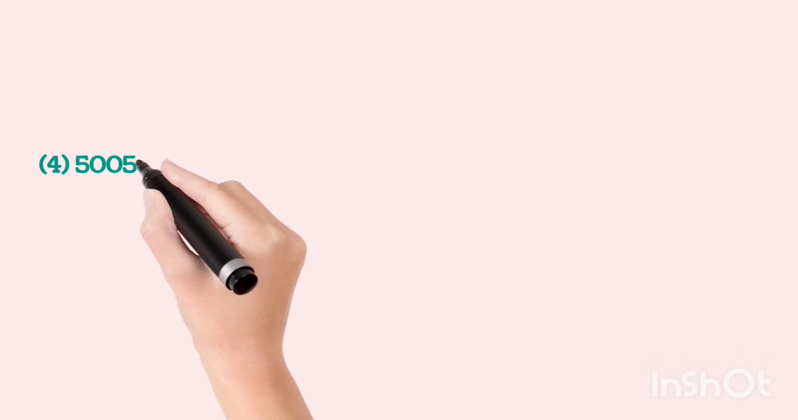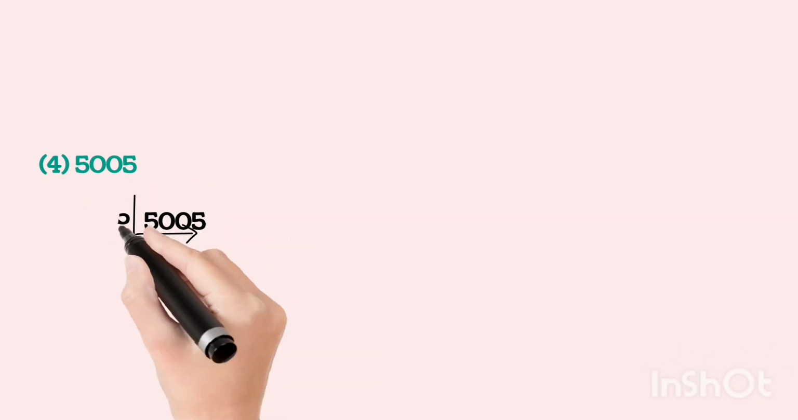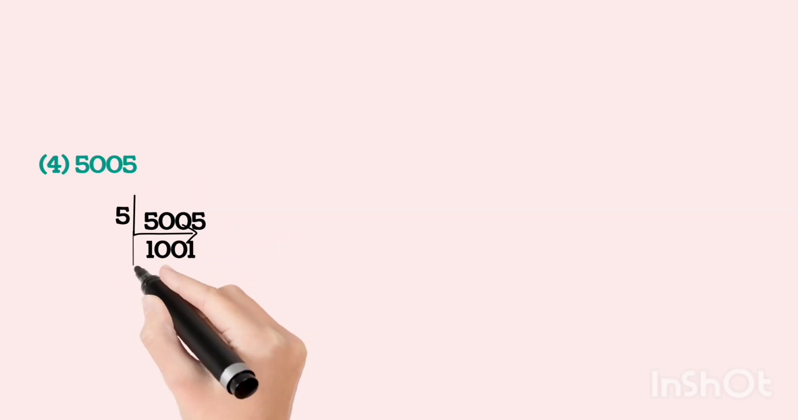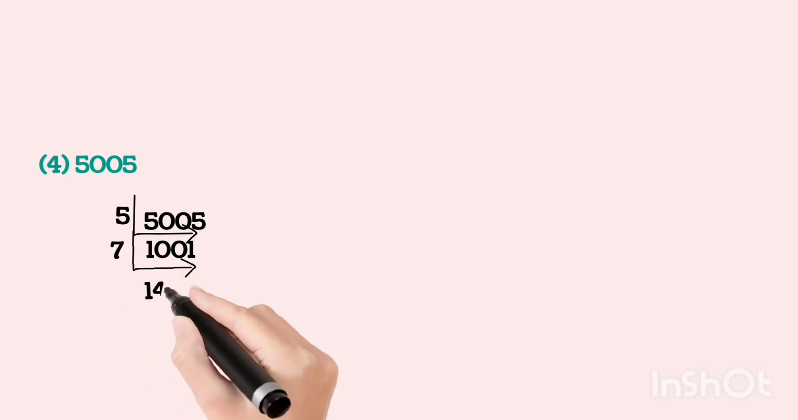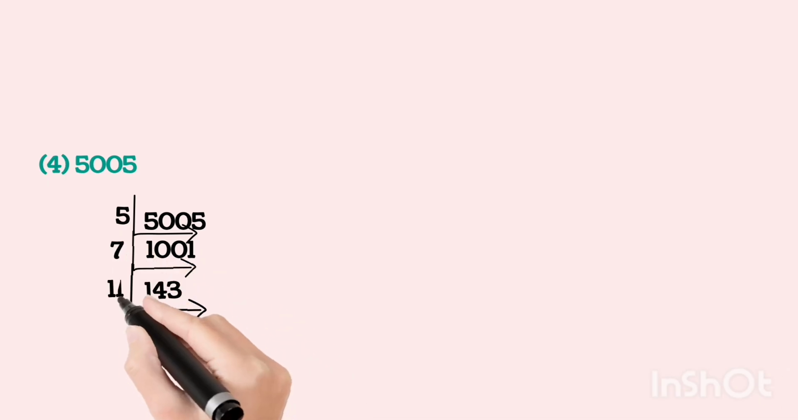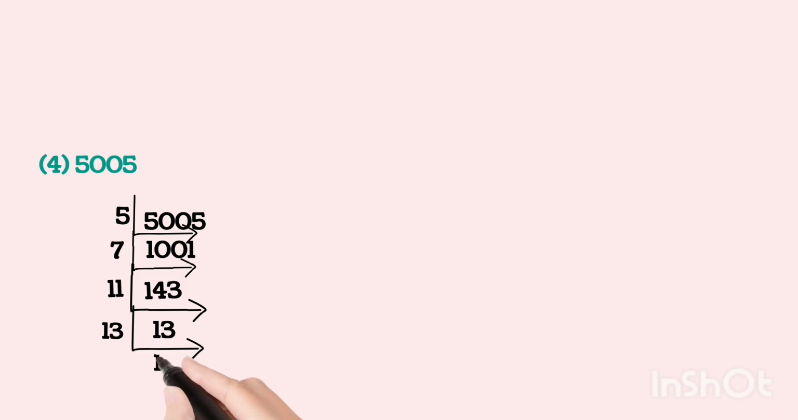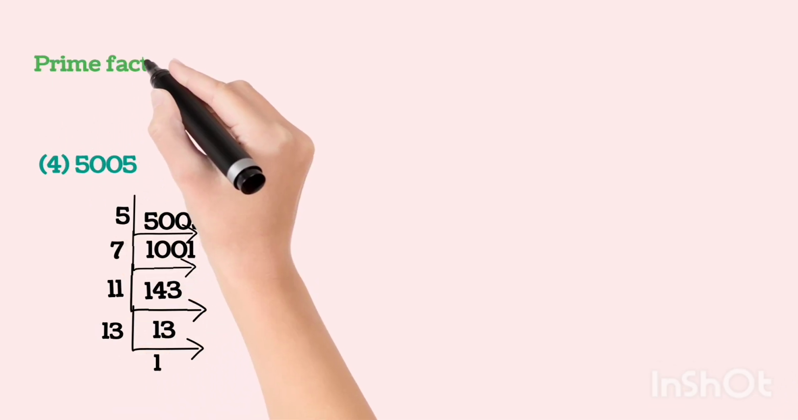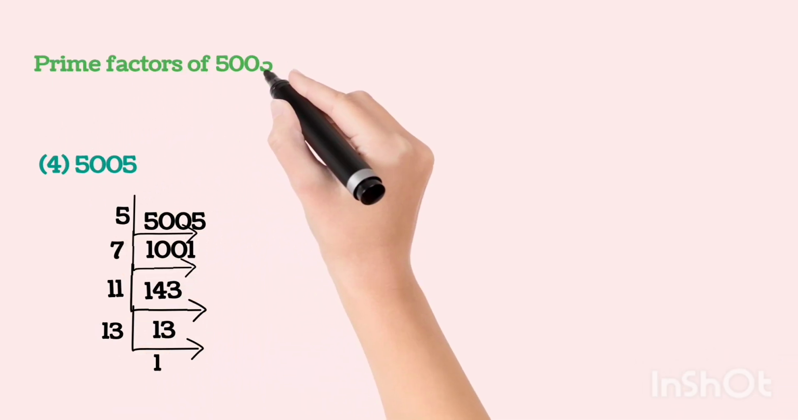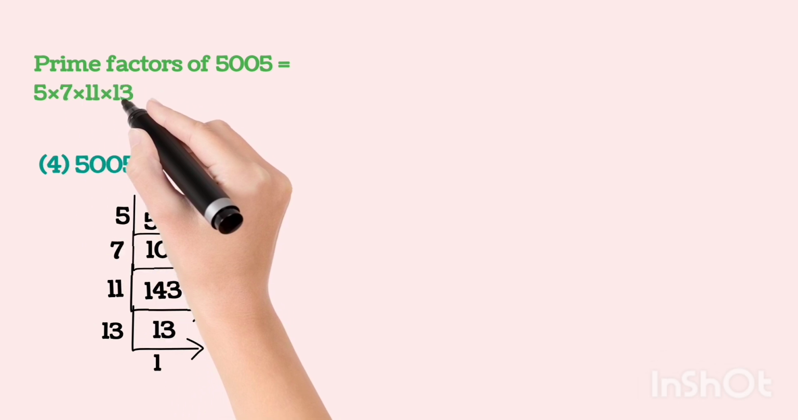Now 5005. 5005 divided by 5 and the quotient will be 1001. 1001 divided by 7 and the quotient will be 143. 143 divided by 11, the quotient will be 13. 13 will be divided by 13, the quotient will be 1. Now the prime factors of 5005 are equal to 5 into 7 into 11 into 13.